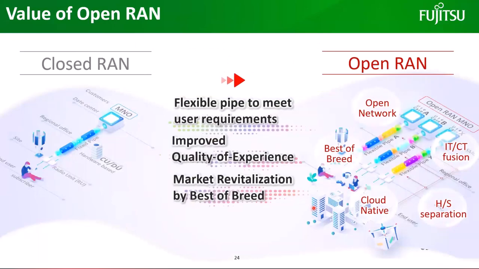I believe that the definition of Open RAN has evolved to encompass not only open, but also cloud native with a separation of hardware and software, and new technological innovations with the fusion of IT and CT. In addition to improving user experiences, 5G networks are also expected to play a role as an infrastructure for promoting collaboration with other industries, digital innovation, regional revitalization, and solving labor shortage.